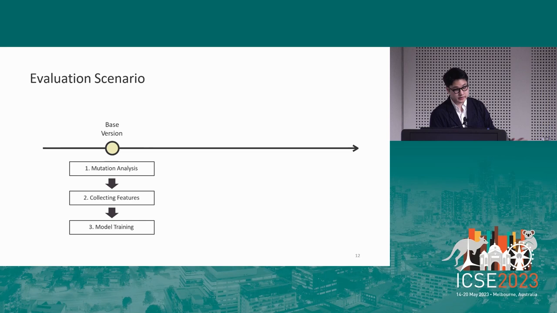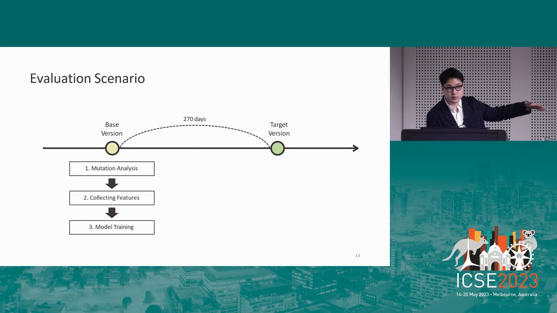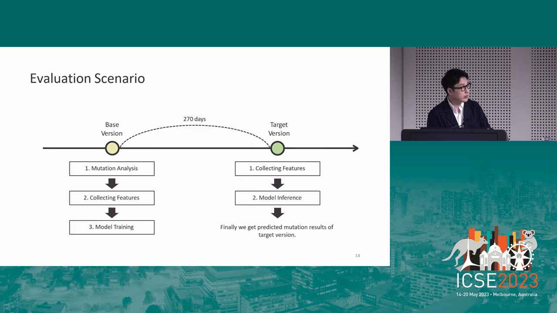And let's say 207 days later, we have the target version that we want to do a mutation analysis on, but with a small cost. So what we have to do is just collect the static features and then do the model inference, then we can finally get the predictive mutation result.